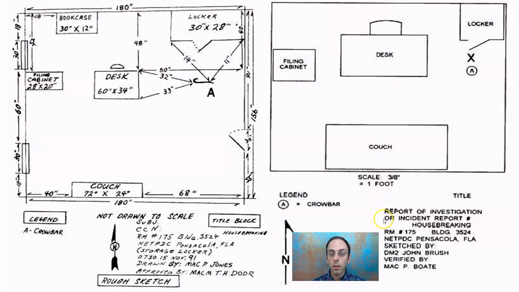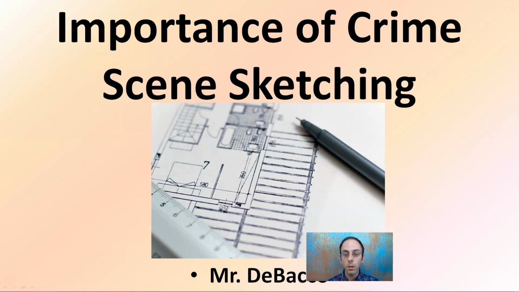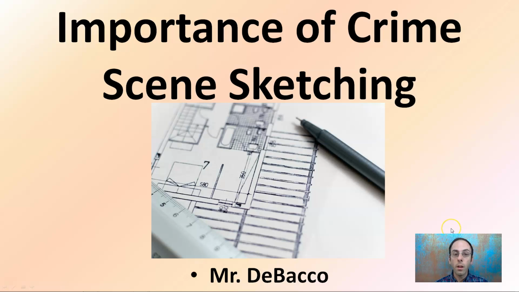We do see that it is an incident report. We see the room, the building, the location, who it's verified by, and the cardinal direction north. So again, keep in mind that when we are sketching things, it's very important to sketch them well and include the information needed while we're there at the crime scene, so we can have an accurate portrayal of that information that can be upheld in a court of law.